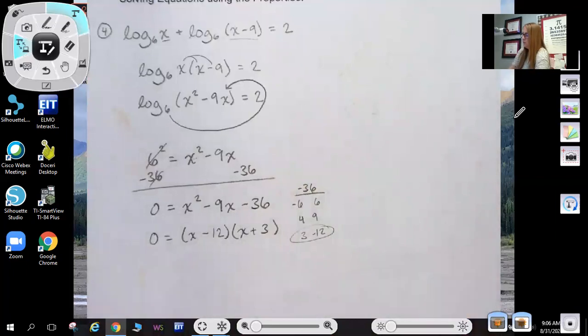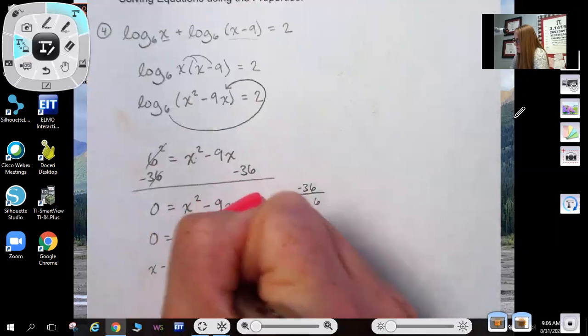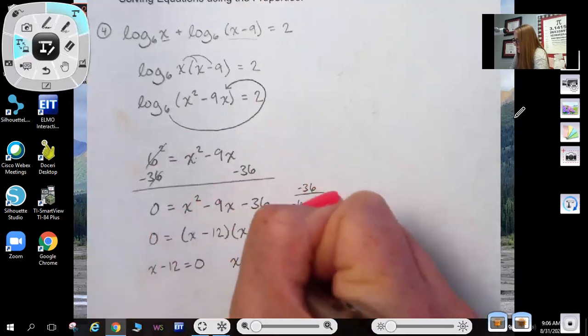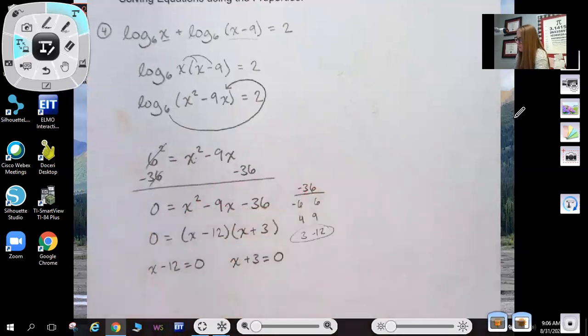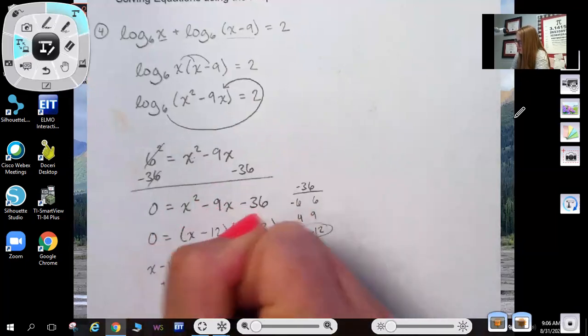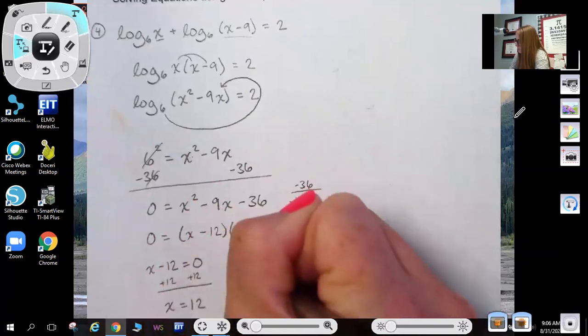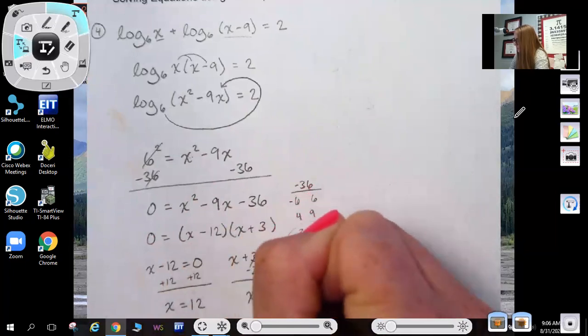From this point, remember you can say x equals positive 12, x equals negative 3, or you can do the steps where you set each factor equal to 0 and solve in order to get those answers. Add 12 to both sides gets us x equals 12. Subtract 3 from both sides gets us x equals negative 3.